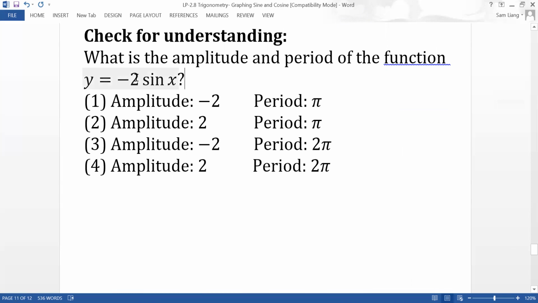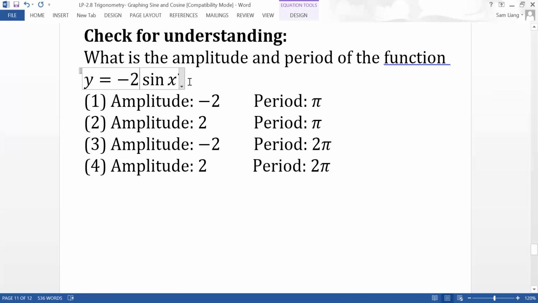So the amplitude, okay, it's always the absolute value of this coefficient. So it's the absolute value of -2. Okay. So the absolute value of -2 is 2. All right, so the amplitude is always positive, just like this pre-calc class. Yeah, glad to have you guys here.